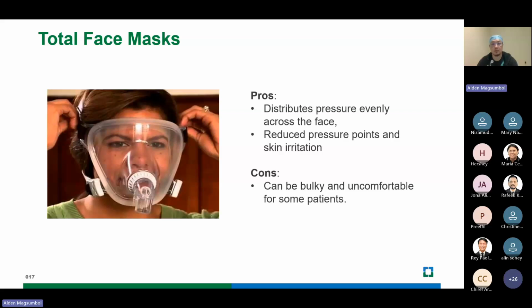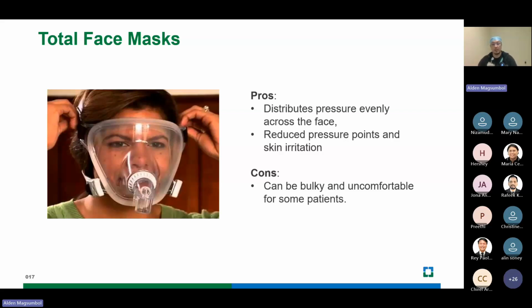This is the total full face mask. It is a good alternative mask. It distributes pressure evenly across the face, reducing pressure points and causing less skin irritation. It may be bulky and uncomfortable for some patients.